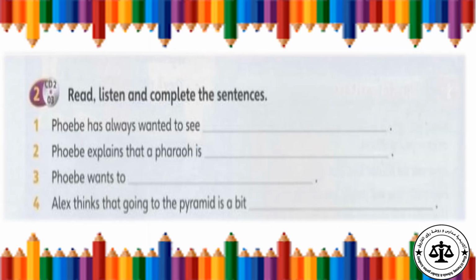Now, listen carefully to this dialogue. Phoebe, Alex, and Patrick are talking about ancient Egypt. So please listen, then complete these sentences.